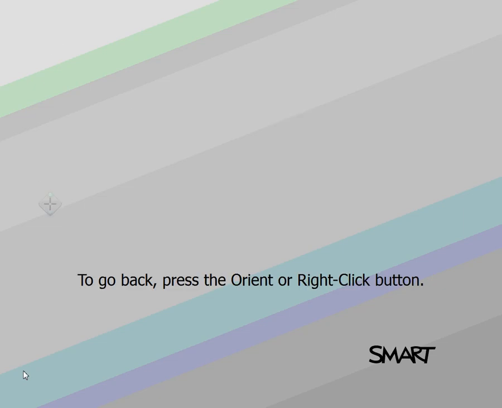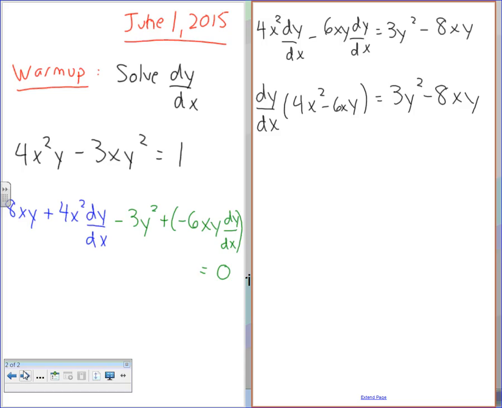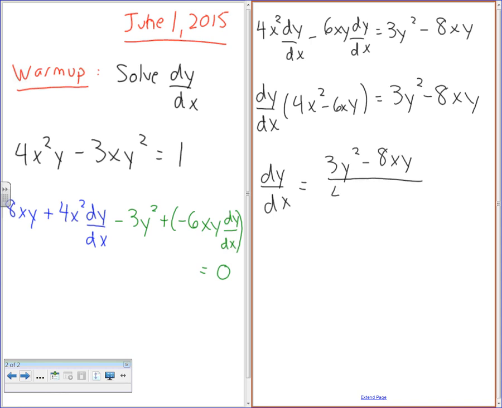Okay, while I'm doing this, you should be solving for dy by dx, hopefully. Now, if you remember when we did this last week, the whole purpose was to be able to take the derivative of something with more than one variable. That was sort of the whole reason we came up with this. So dy by dx equals 3y squared minus 8xy all over 4x squared minus 6xy. And again, you can take out common factors if you want to. Nothing is going to cancel here, though.